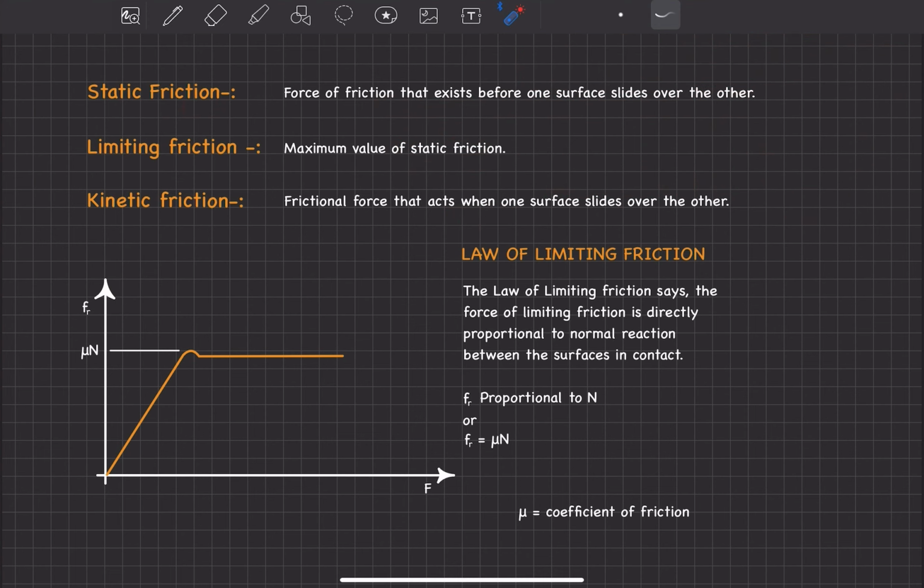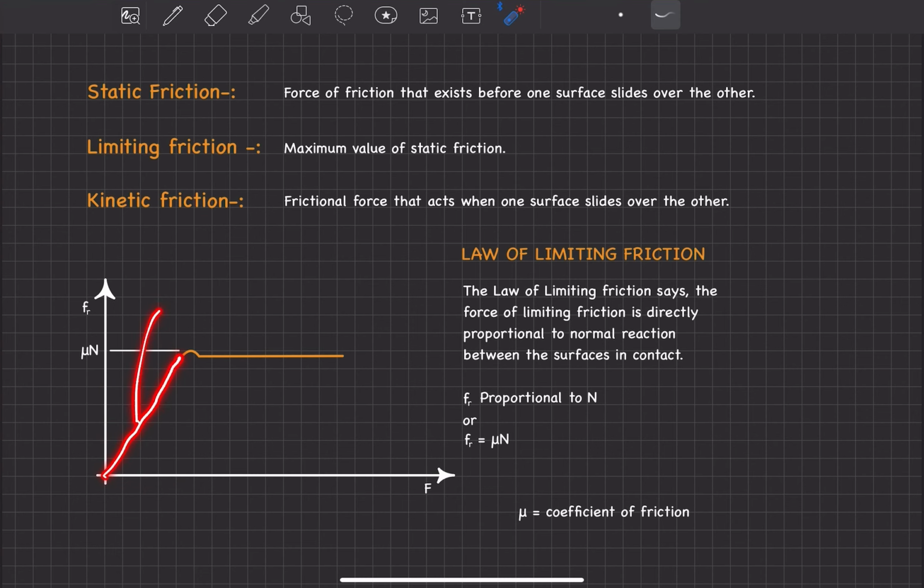If we show all these values in a graph, then according to our previous experiment, when I was applying 0 force, there was no frictional force because there was no tendency to move at all. But when I apply 1 Newton, then friction is also 1 Newton. When I apply, let's say, 3 Newton, then friction is also 3 Newton. So if I keep on increasing my applied force, the friction was increasing, but the block was not moving.